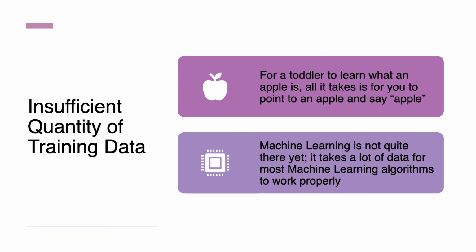All it takes is for you to point to an apple and say, "Apple," possibly repeating this procedure a few times. Now the child is able to recognize apples in all sorts of colors and shapes. Genius! Machine learning is not quite there yet. It takes a lot of data for most machine learning algorithms to work properly. Even for very simple problems you typically need thousands of examples, and for complex problems such as image or speech recognition you may need millions of examples, unless you can reuse parts of an existing model.